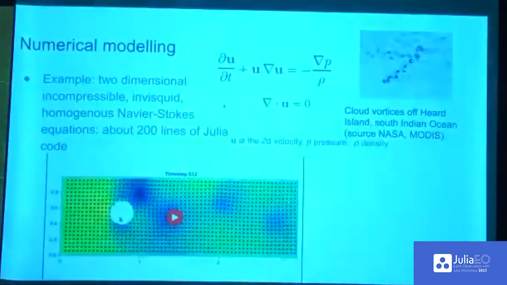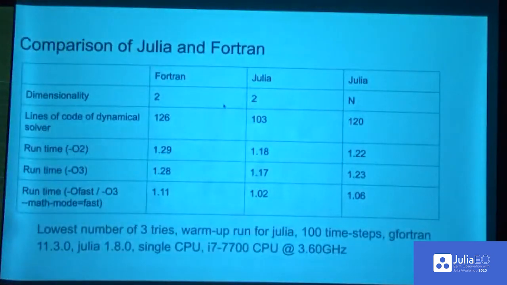What I find remarkable is that solving the Navier-Stokes equation in this simple case essentially takes about 100 lines of code. It's really compact. When you do the same thing in Fortran, it's not much longer. We have all the type declarations, but you can also write it similarly compact, though it's a bit longer. The Julia code is actually quite competitive with the Fortran code.